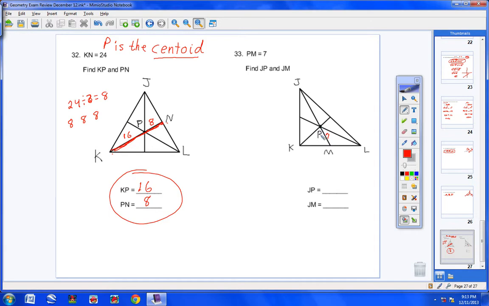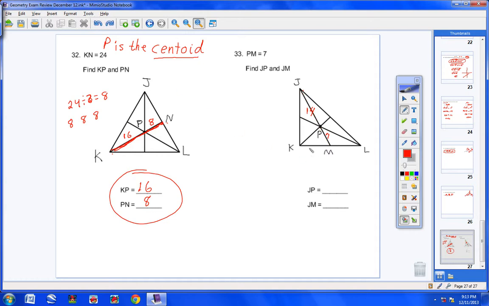Now, if this segment right here is 7, then what I have to remember is what I've taught you: this little segment here, when compared to this big segment over here, this big segment is always twice as big as this segment here. So this segment here is 14, JP is 14, and PM is 7. JP is 14, and PM is 7. Because this longer segment here is always going to be twice as big as this little segment over here.